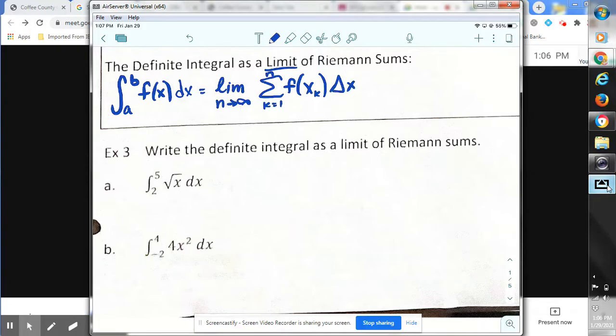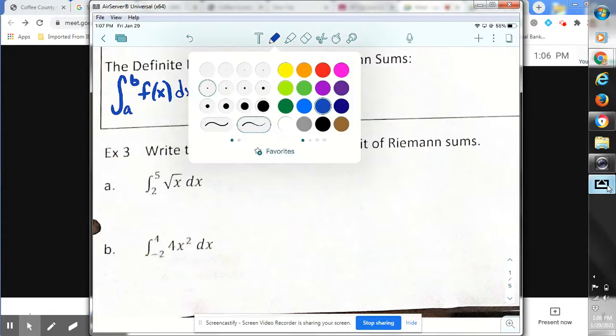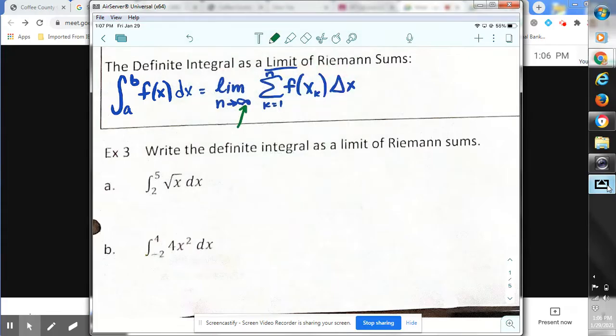All right, so when we add this limit, remember n is the number of rectangles. So if n is infinity, that means an infinite number of rectangles. And an infinite number of rectangles means the exact area.